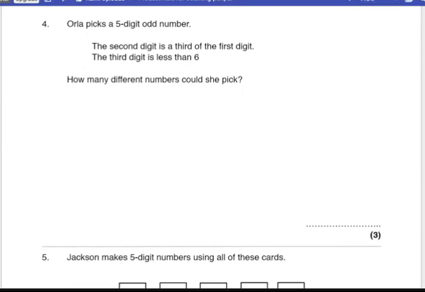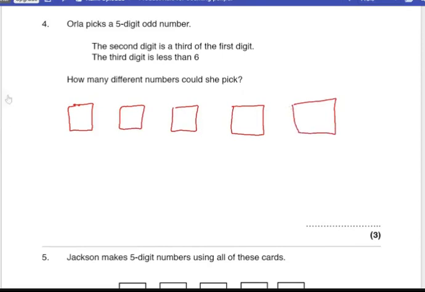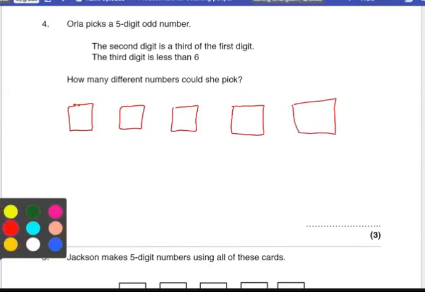Ola picks a 5-digit odd number. The second digit is a third of the first digit. The third digit is less than 6. How many different numbers could she pick? So it's 5 digits. So we've got 1, 2, 3, 4, and 5.